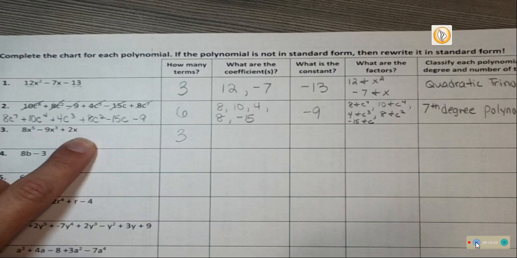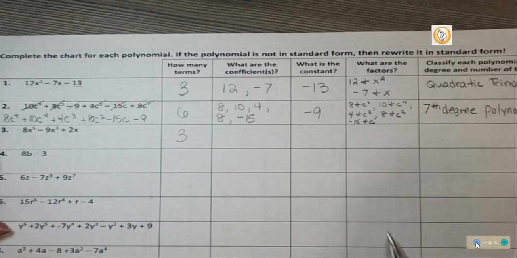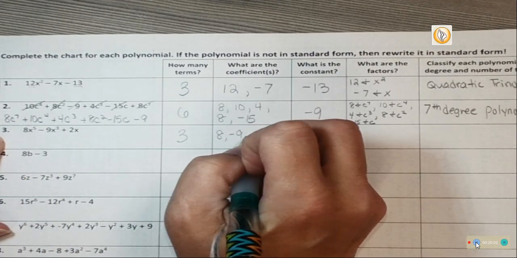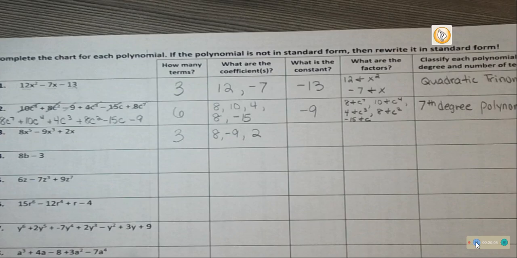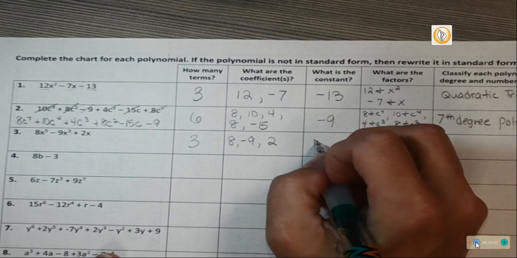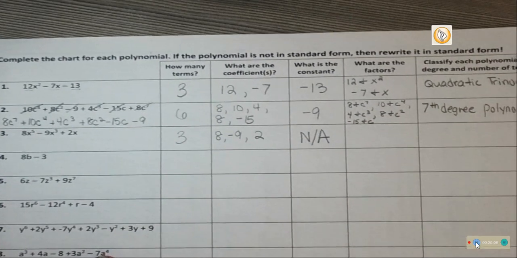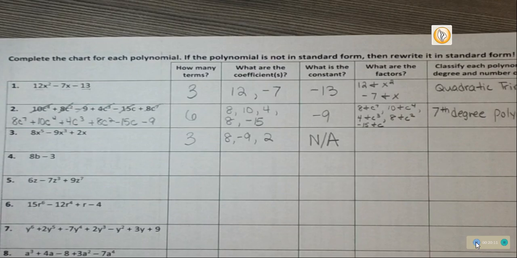What are our coefficients? 8, -9, 2. Very good. What's our constant? We don't have one, so I'm going to put NA. Technically, I guess we could put 0 because it's not there, but we're not really seeing one, so we could put 0. We could argue either one. On this one, it's not really there, so we're not worried about it.